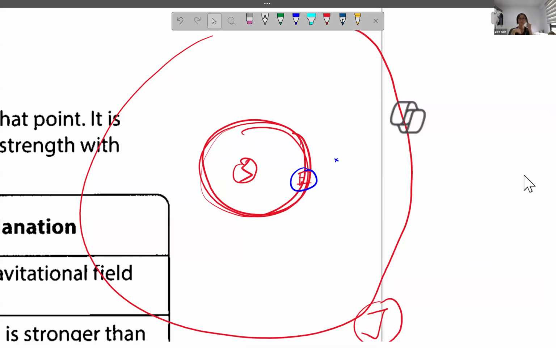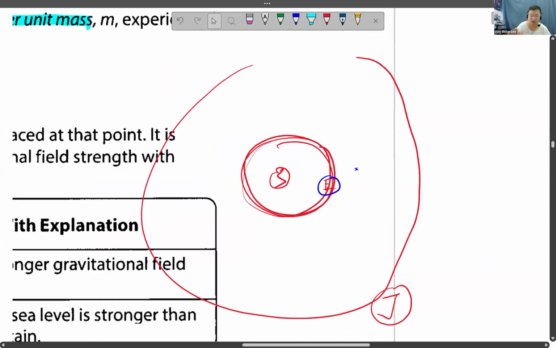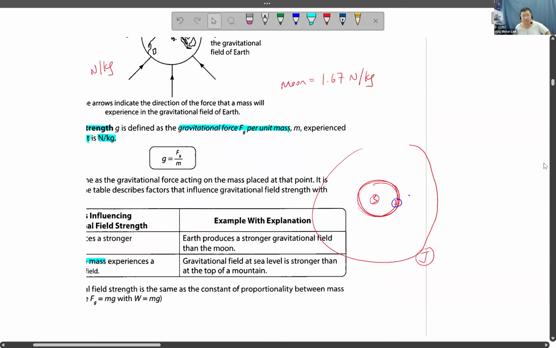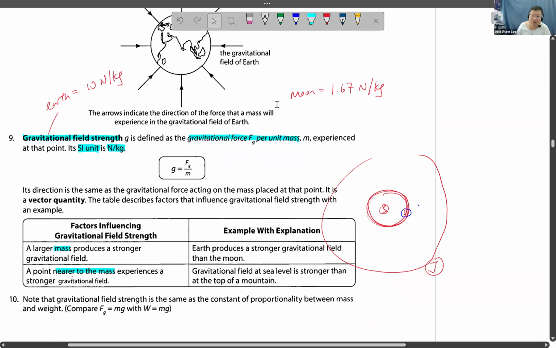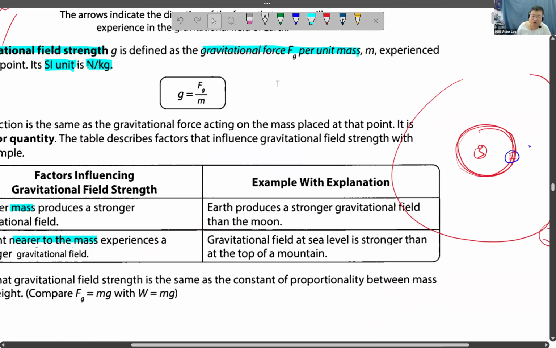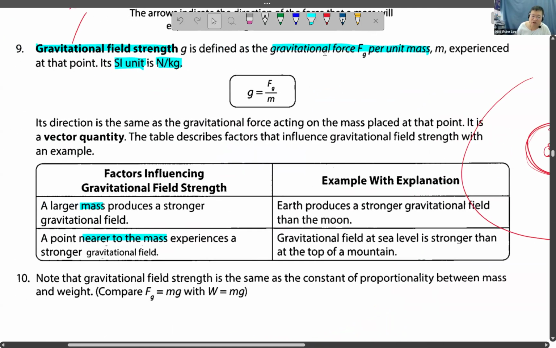So anyway, in this chapter, you just need to remember a few things, they won't test you too much. Basically, they may ask you MCQ. The only calculation is how you calculate weight. The weight, which is called gravitational force, is the gravitational field strength multiplied by the mass.